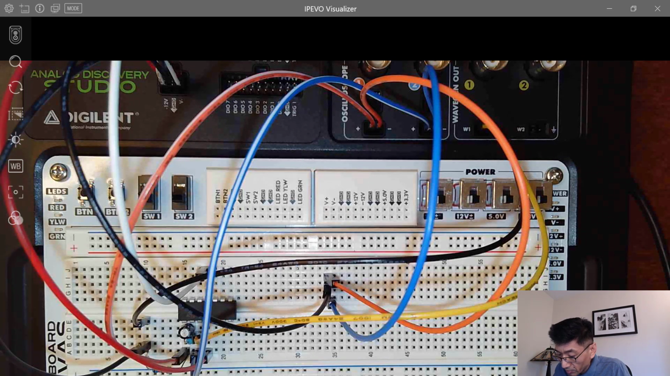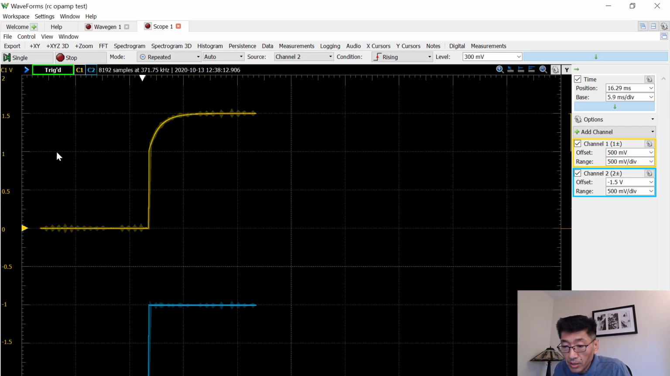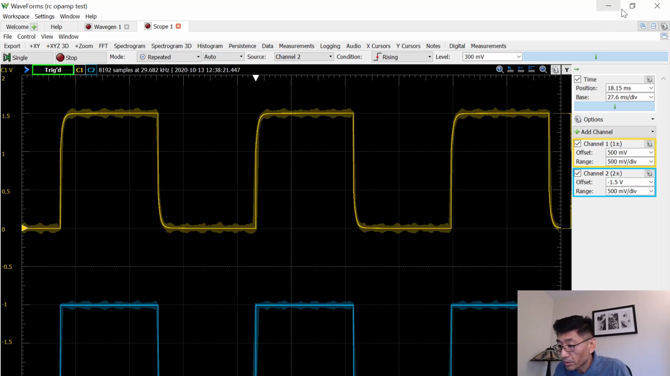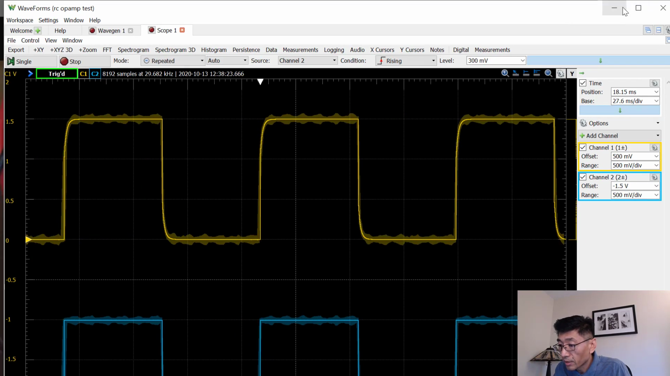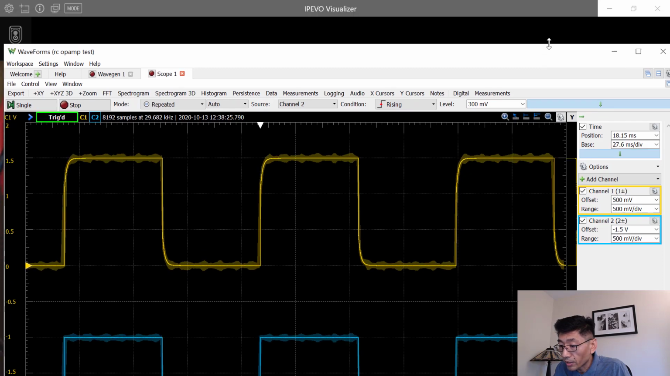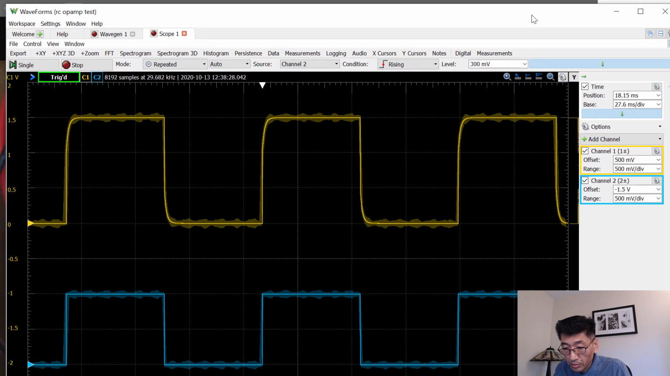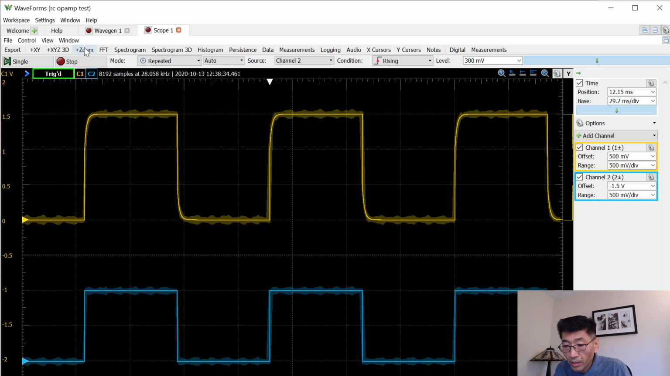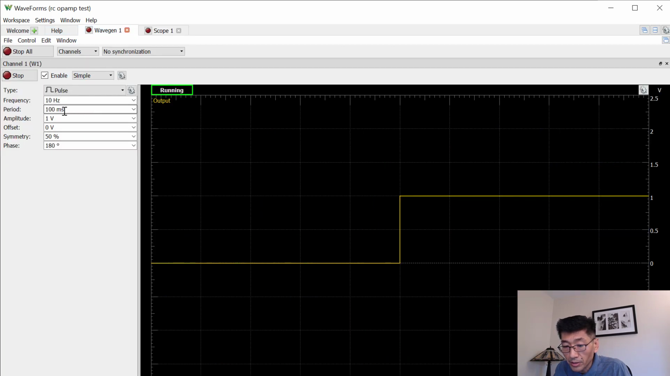It took a little bit of time to set things up, but once you set up, the waveform is running right now. Let me bring up the recorded area. So the waveform generator here is the input. I have 1 volt, 10 hertz.